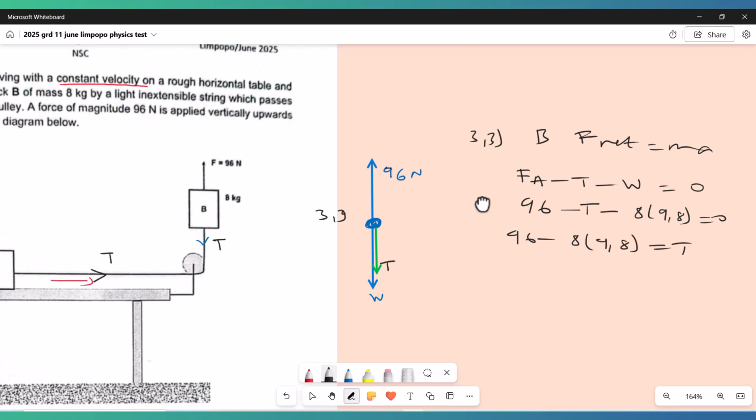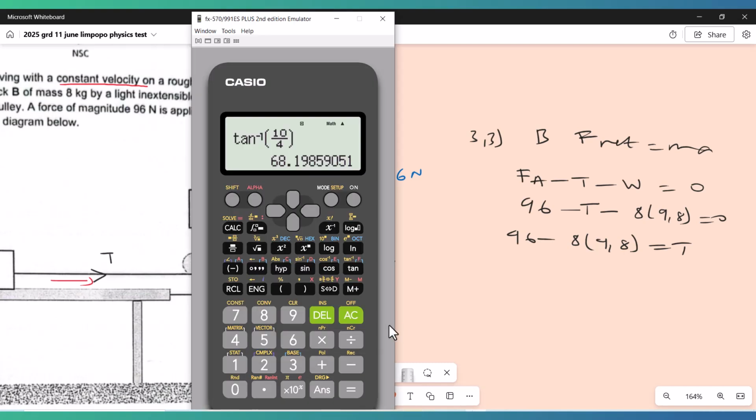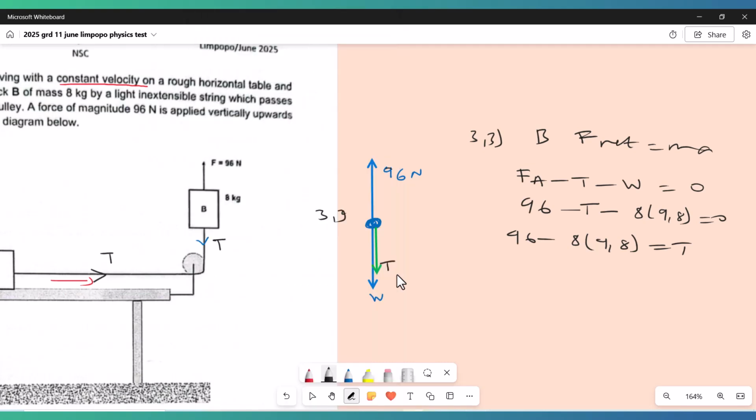So calculator again. 96 minus 8 times 9.8. What do we get? It gives us 17.6. So we have 17.6 newtons as our tension. That's our answer there. Then here they said that we should find what next.